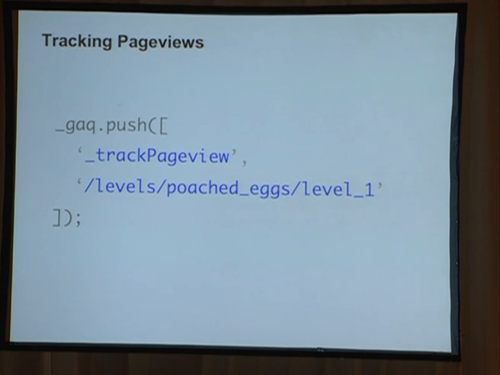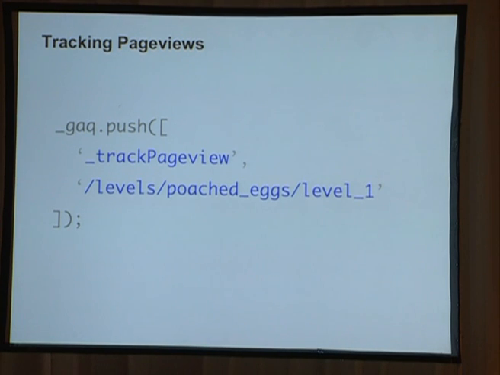You call track pageview as the first parameter. And the second parameter, you could pass an optional string. And this string represents a hierarchy of different levels of data. And what we usually like to tell people is to encode the location of these different data that you're tracking. So in this case, it's the level section of the game. It's under the poached egg directory, and it's level 1. So when you send this, when people get to this level, you send a pageview to analytics.